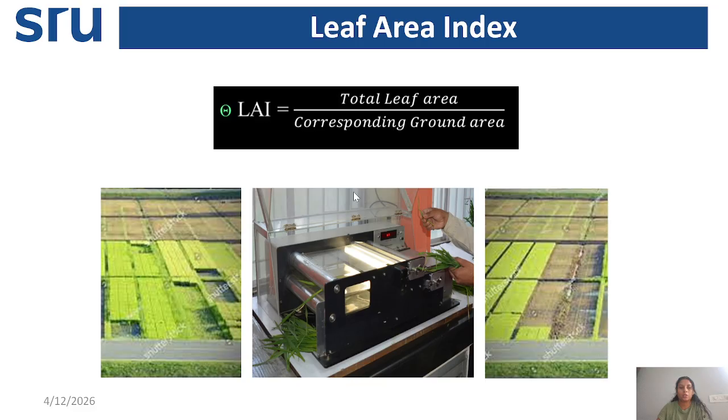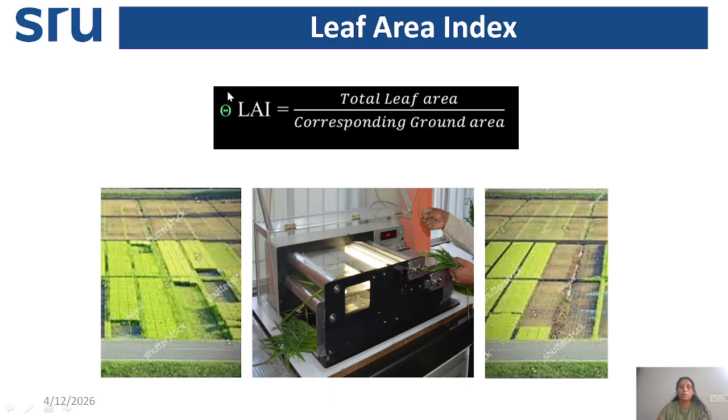So how do we measure the leaf area? First you need to take all the leaves of the plant, then measure the leaf area of all leaves, and later you need to measure the ground area. Ground area is nothing but the spacing of the plant. For example, in wheat we follow 20 by 10, and that is the ground area: 200 centimeter square is the ground area of the wheat crop. So the ratio of total leaf area and ground area is called the leaf area index.